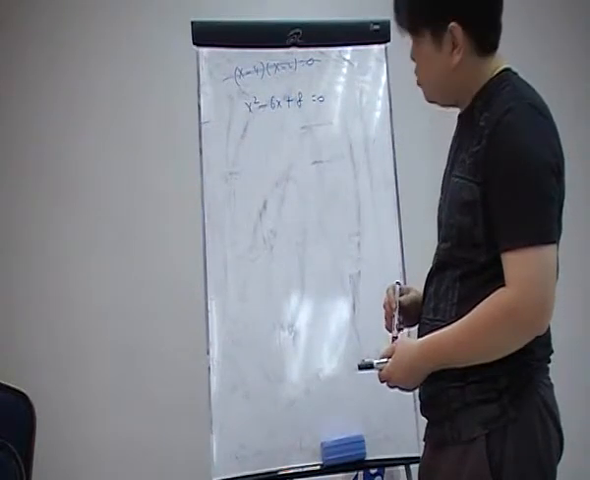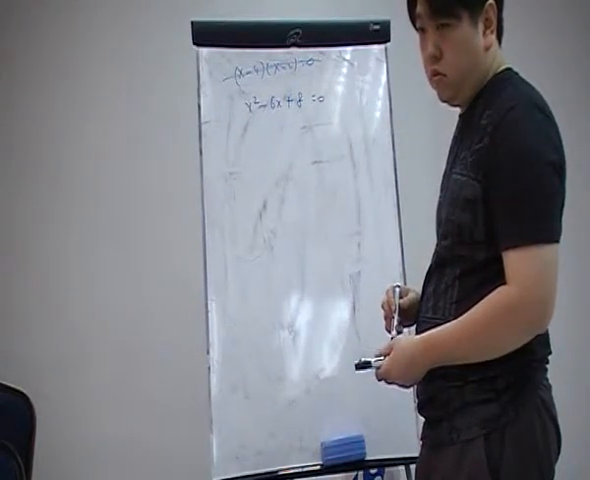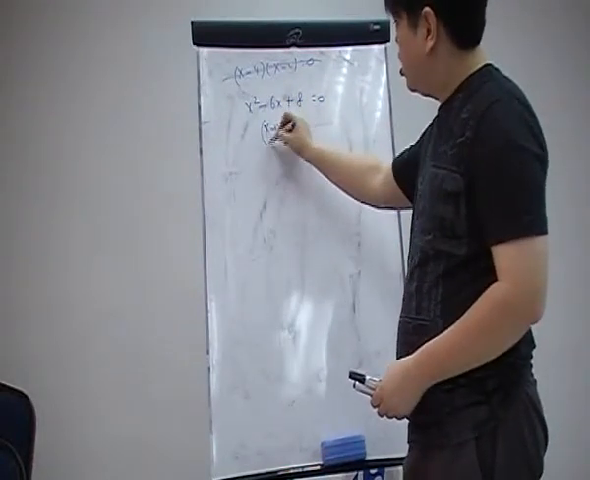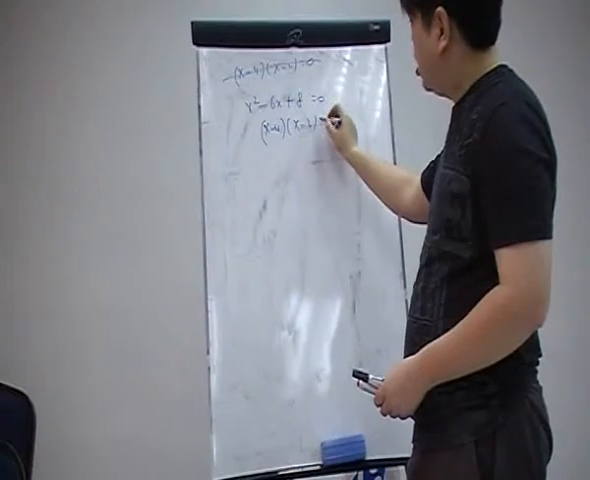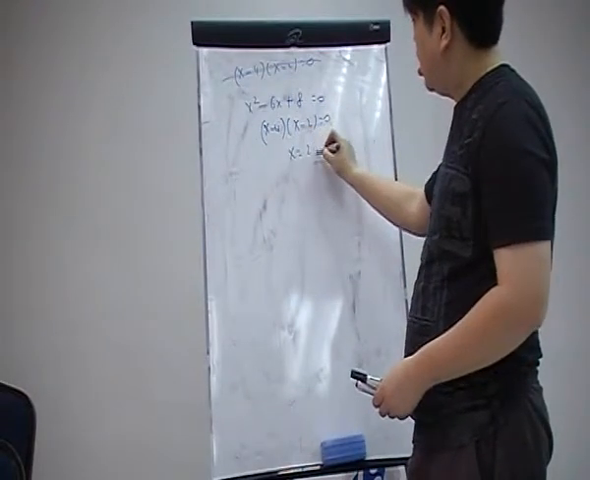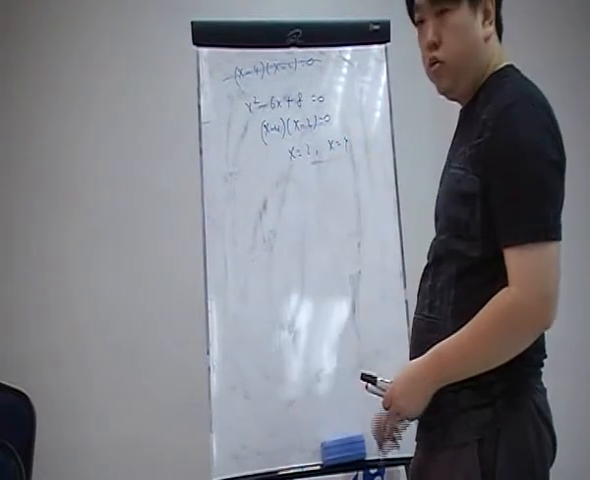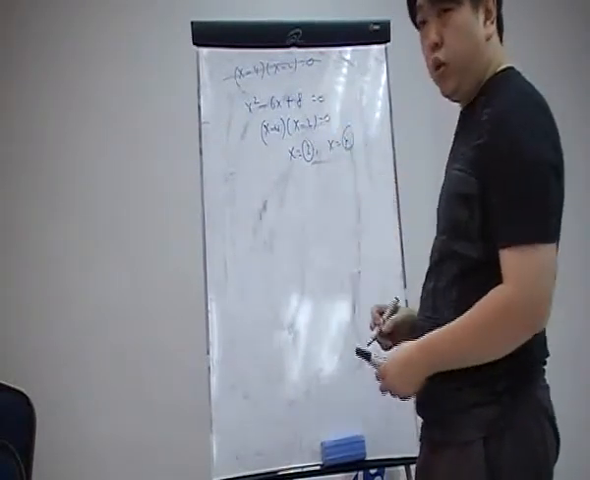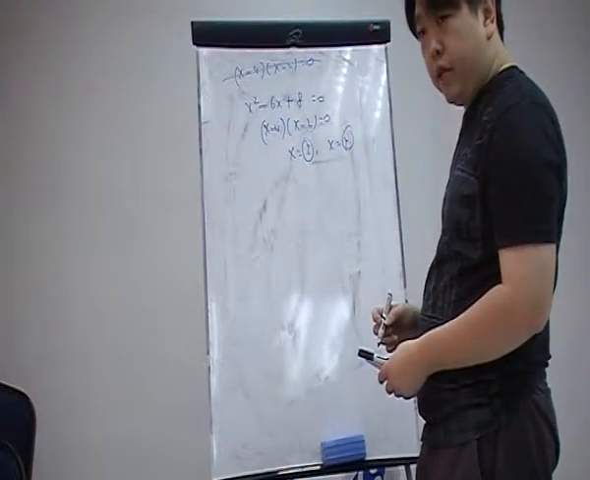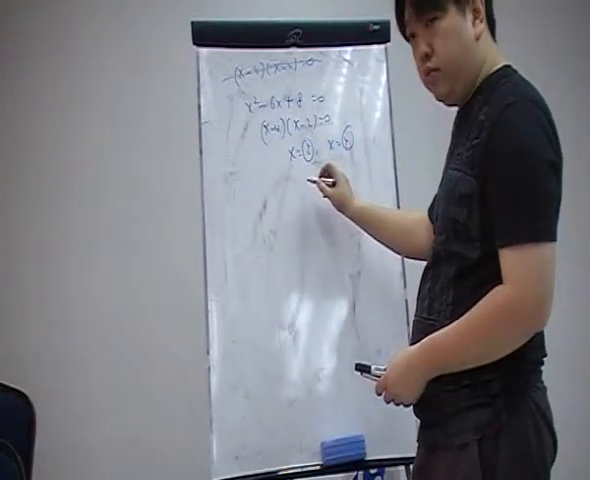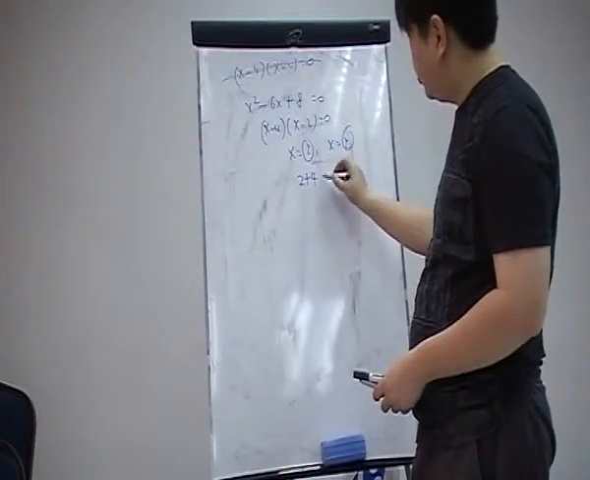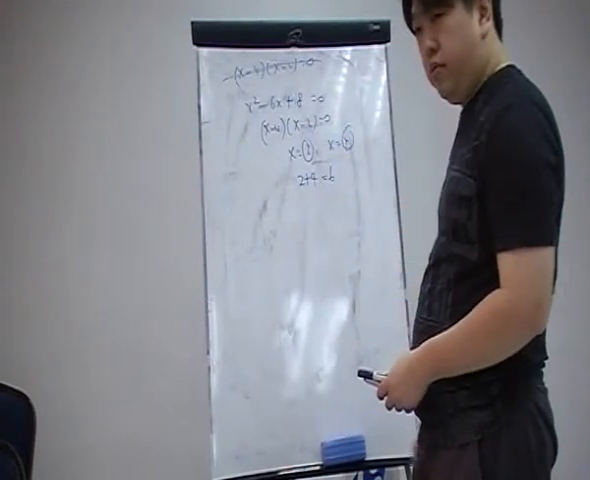X equals plus 2 or plus 4. So we did this, right? Okay, so listen. 2 and 4 are the roots of this equation. Sum of roots equals what? 2 plus 4, right? Equal to 6.